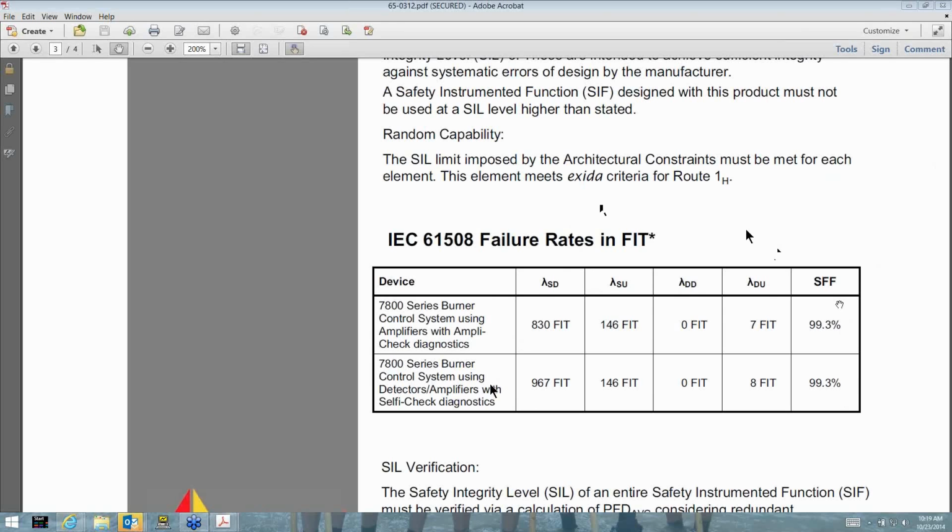The last question I have. Okay, go ahead. The last question I have is, is there a DC rating for the device? And I think he's talking about the safety transmitter or the safety relay.